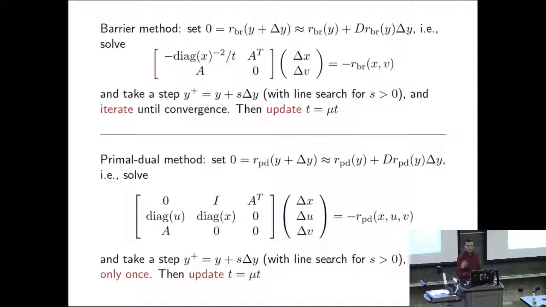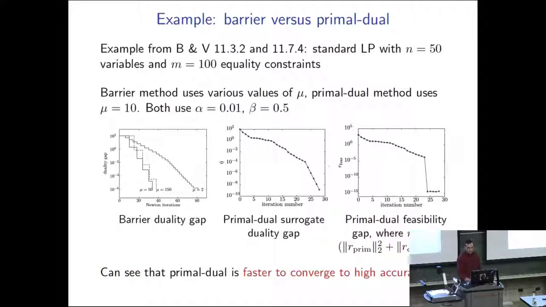And then after that one update, it updates t. It does not iterate until convergence. Okay, so those are the methods at a glance for this linear program. And here's an example that I took from Boyd and Vandenberghe to highlight how they work. This is a standard form linear program with 50 variables and 100 equality constraints.